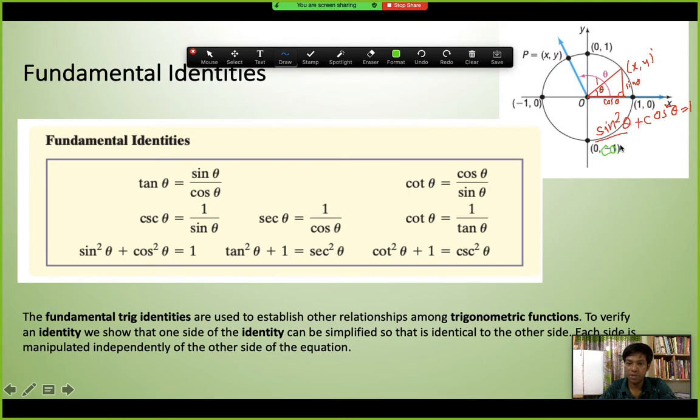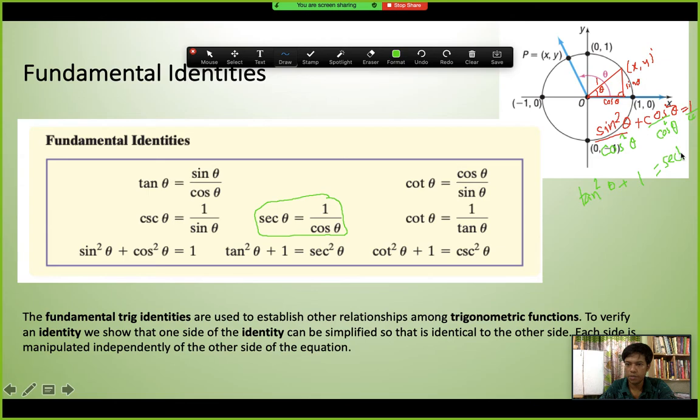This is just to show you how it comes. Suppose you divide the whole sentence by cos square theta, everything divided by cos square theta. Then sin square theta divided by cos square theta means tan square theta, plus cos square divided by cos square equals 1 divided by cos square theta. So 1 divided by cos square theta, 1 divided by cos means sec. So we have sec square theta here.